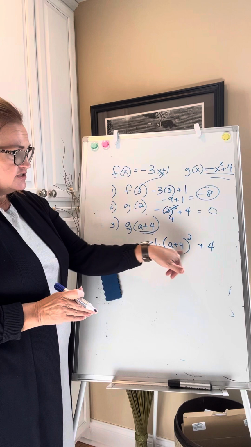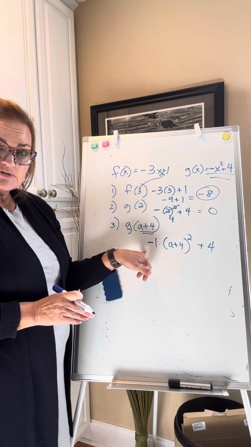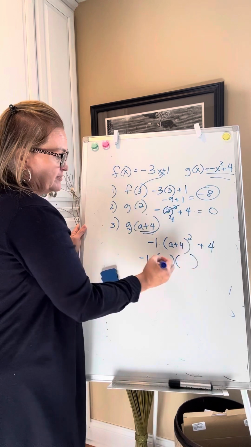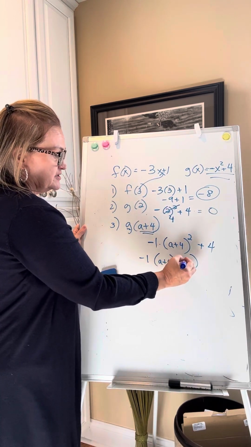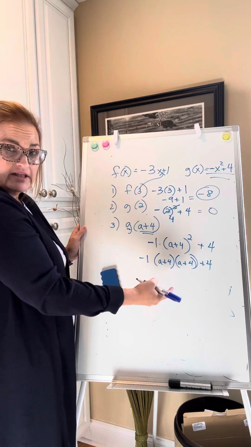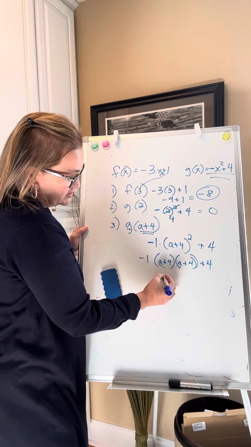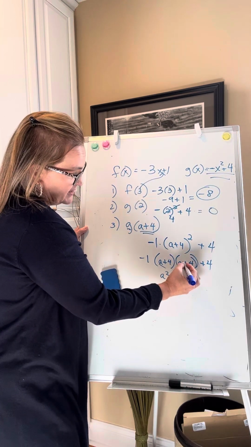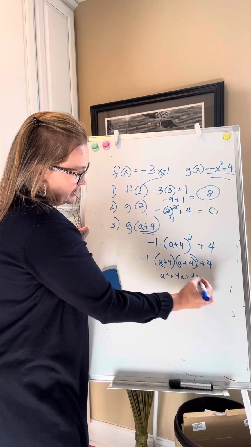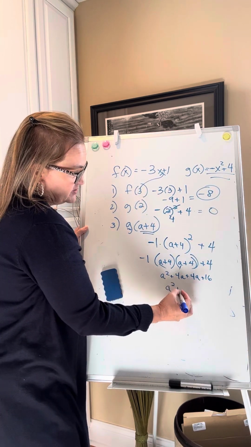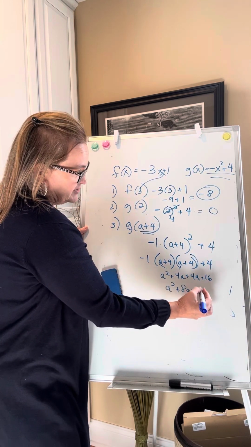What I would do first is this squaring and then times by negative 1, distribute that out. So how do we square a plus 4? That means a plus 4 times a plus 4. That's the FOIL method. So we would do first, which is a squared. Outer is 4a. Inner is also 4a. And last times last is 16. For a total of a squared plus 8a plus 16.